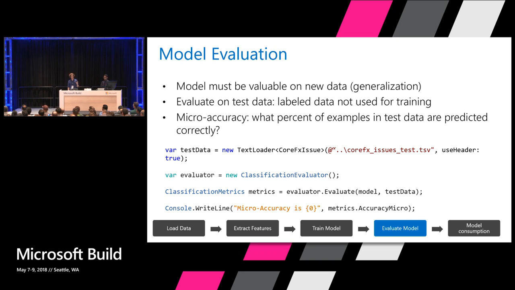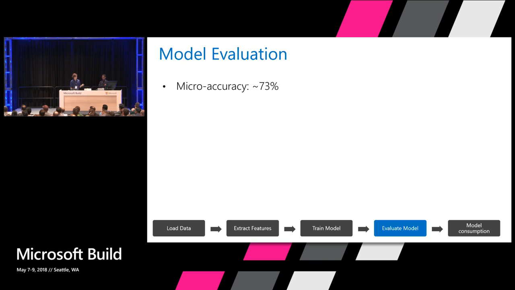So we again bring in the text loader. We give it the CoreFX issues test file. We create a classification evaluator and just provide the model and the test data. And it will give us the microaccuracy. So in this case, we're getting 73% accuracy in this model.